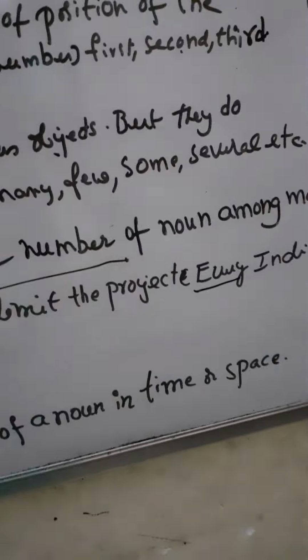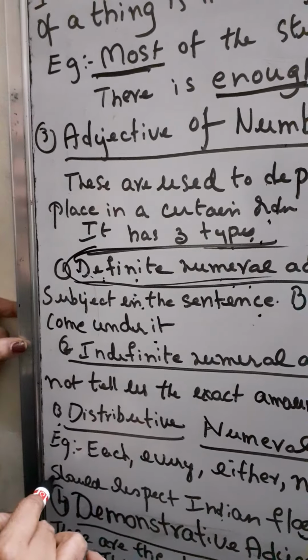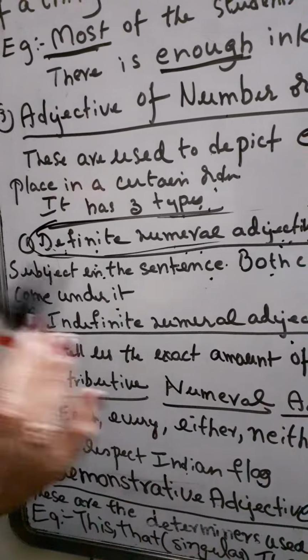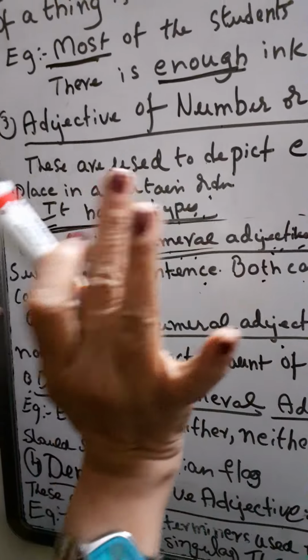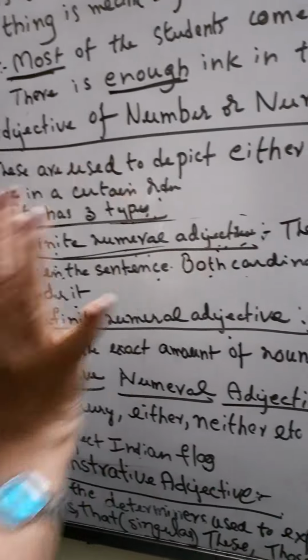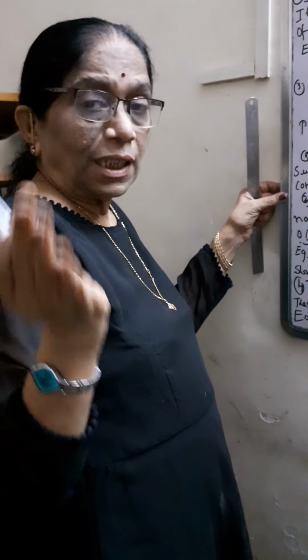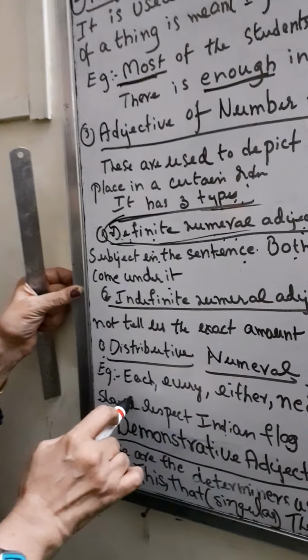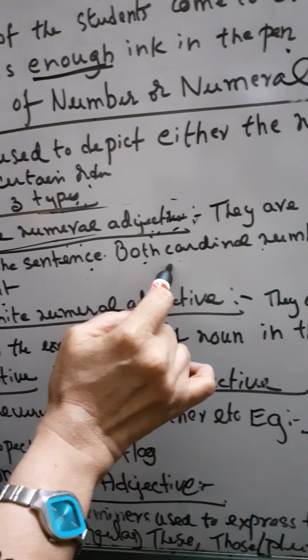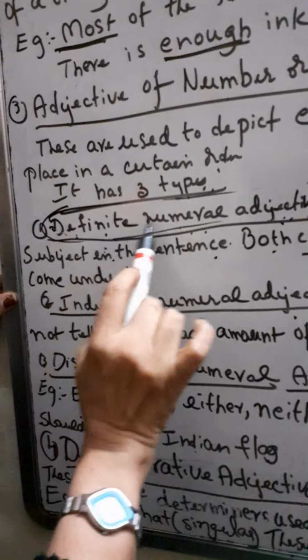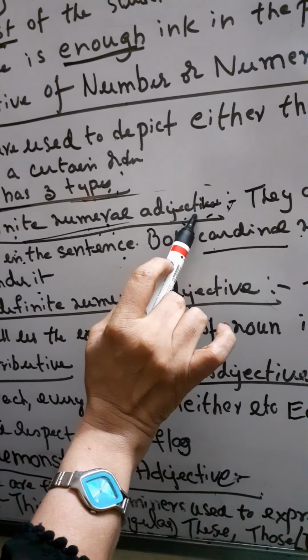See, in case of this one, I have to tell you one rule. If you are studying in a Maharashtra board, then you have to write only adjective of number. But if you are studying in CBSE board or you are giving UPSC exams, then you have to remember these three also. If they are talking about cardinal, ordinal, then you have to write only definite numeral adjective.